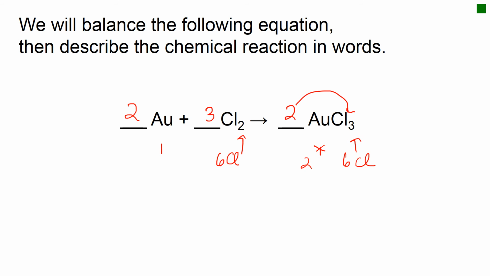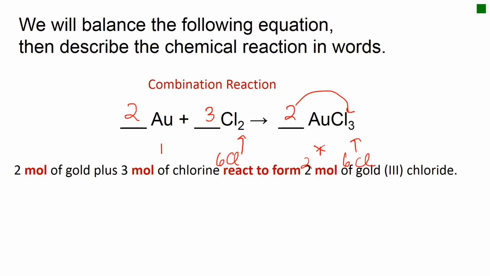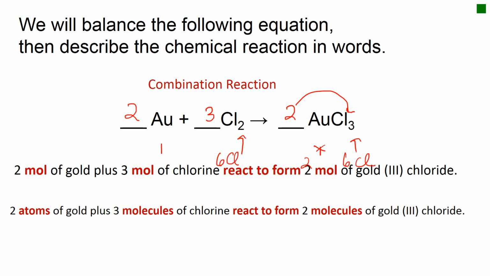If I'm going to read this, I'm going to read it as, it's a combination reaction, and I'm going to read it as 2 moles of gold plus 3 moles of chlorine react to form 2 moles of gold 3 chloride. Remember, gold does not have a fixed charge. You could also read it on the atom scale, although we won't be using the atomic scale in our lab. 2 atoms of gold plus 3 molecules of chlorine react to form 2 molecules or formula units of gold 3 chloride.